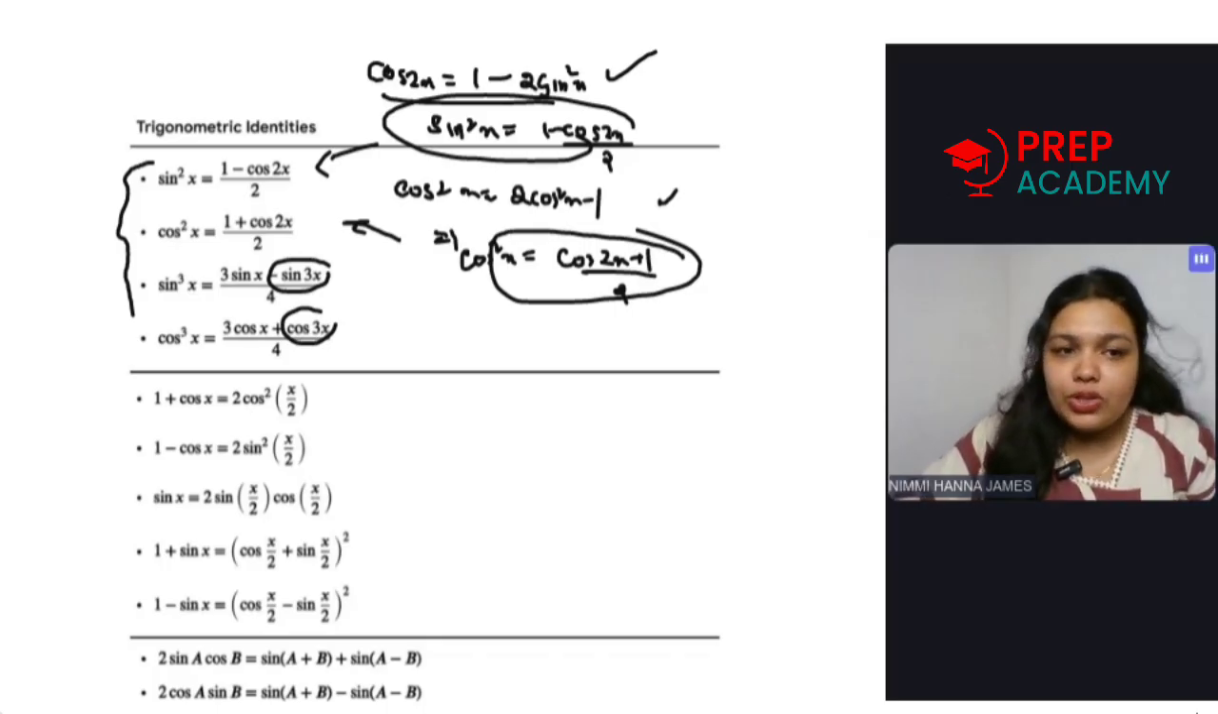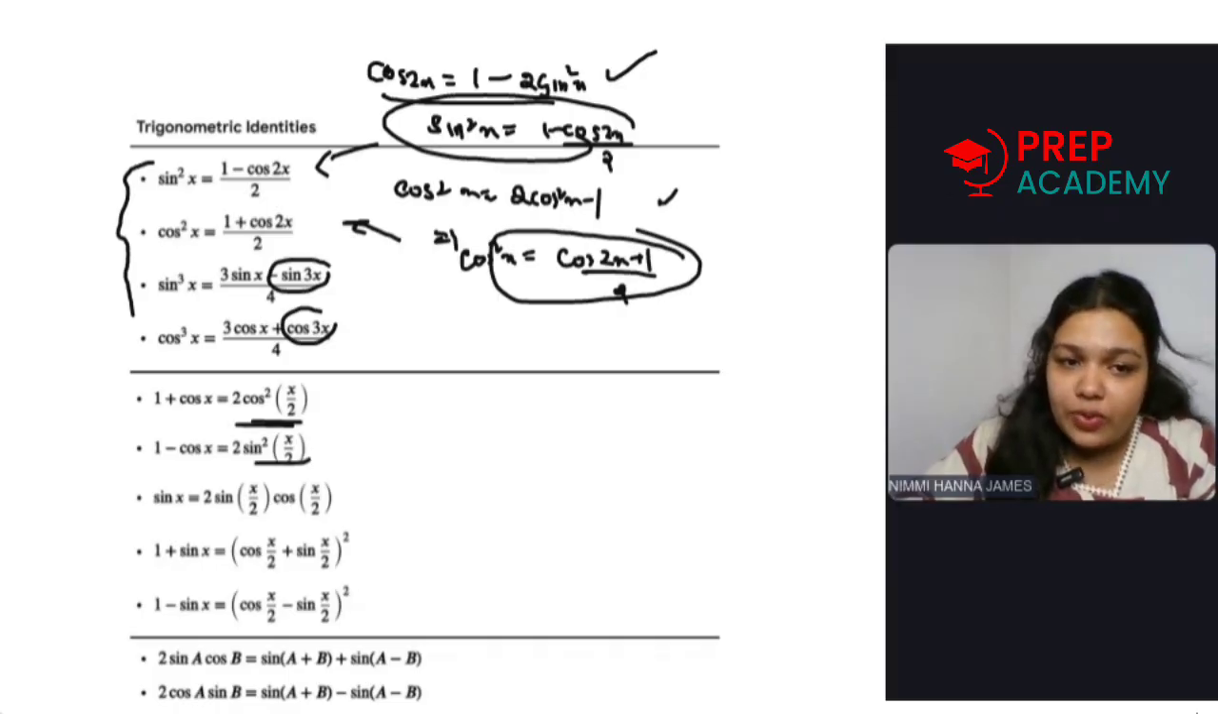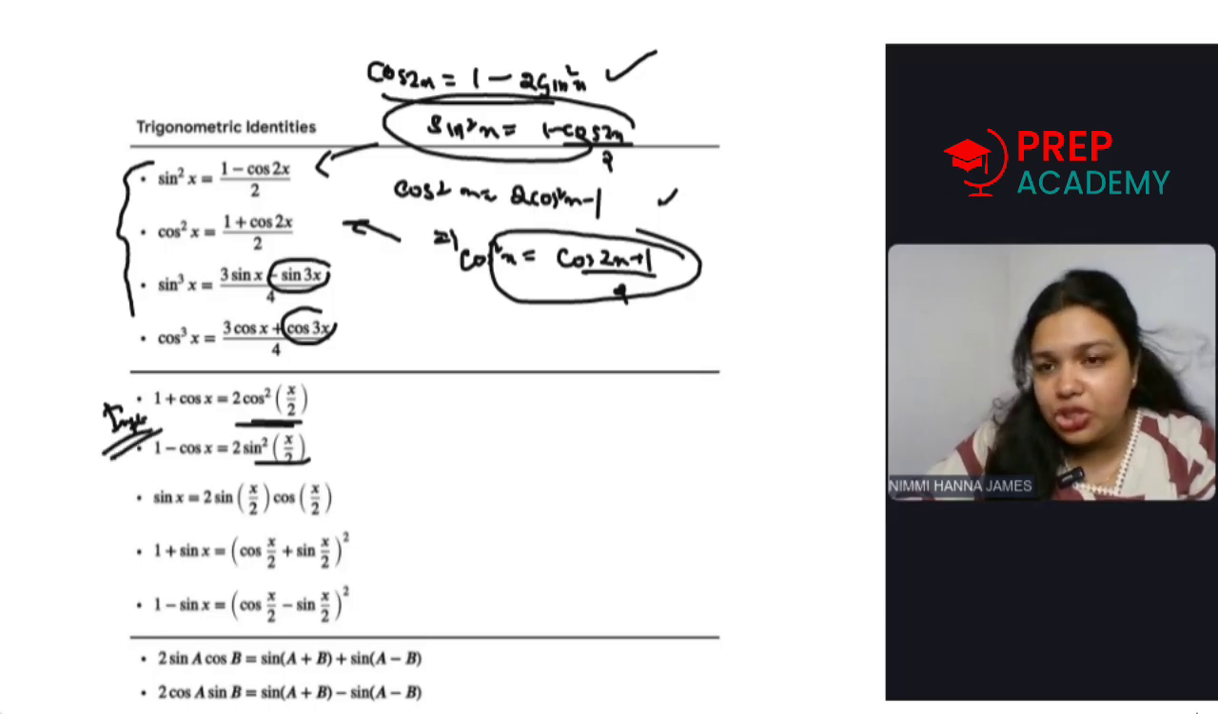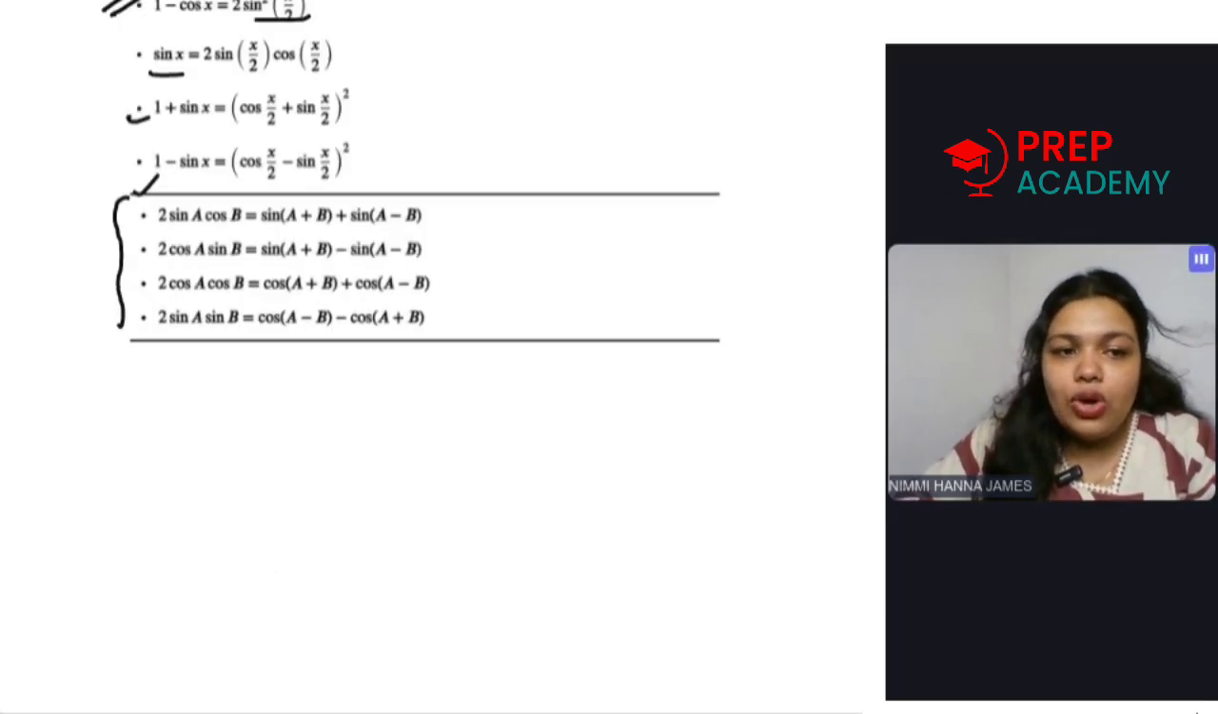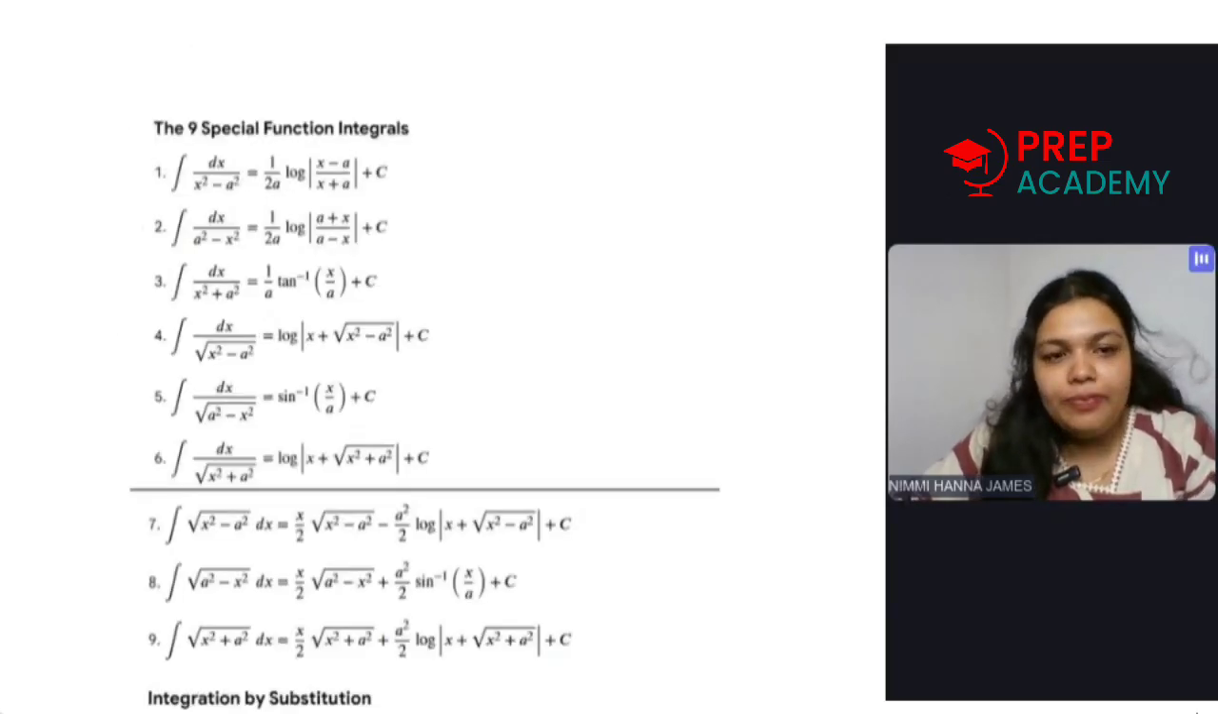All of these trigonometric identities you also have to know, and the half angle properties too. So cos square x by 2 and 2 sine square x by 2, these are all very important and will be very useful. Sin x, these are all okay, and this is also very important. So all of these formulas you have to know, and it doesn't end there. You have to know some of the other special integrals also.